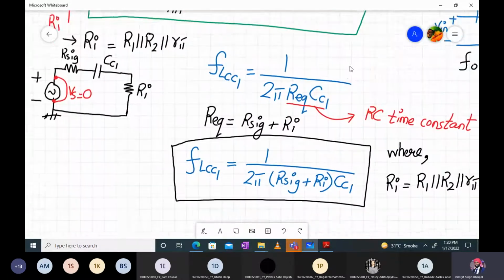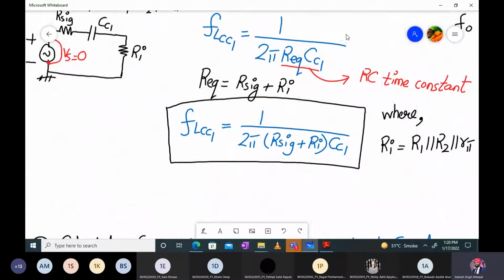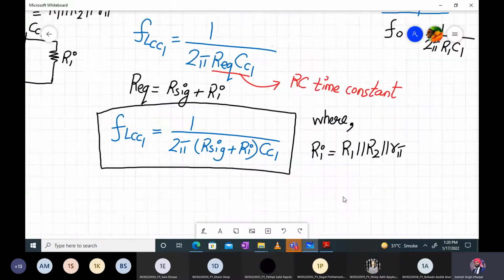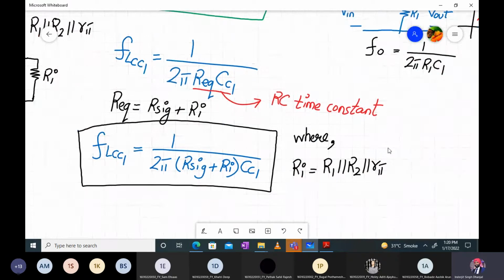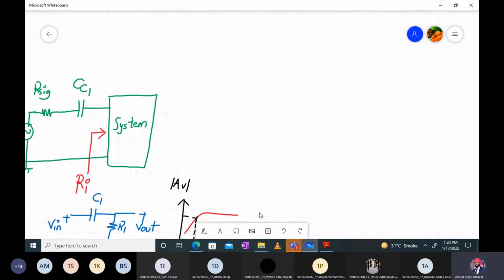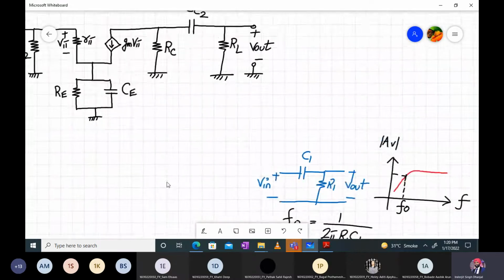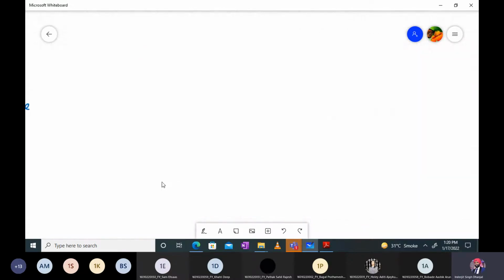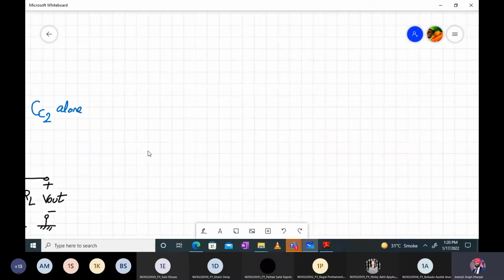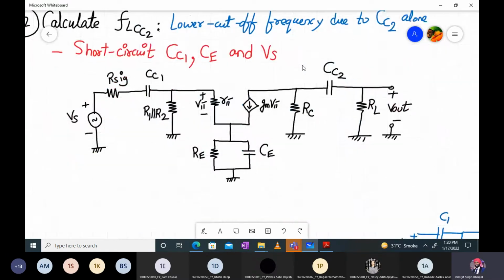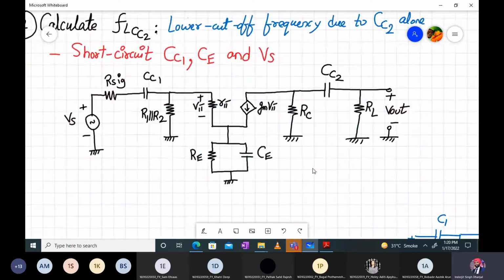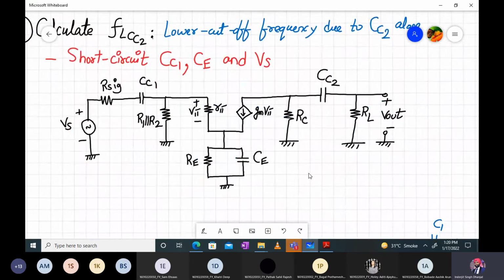Finally, we got the equation of FL of CC1 as 1 upon 2 pi (R sig plus Ri) into CC1, where Ri was equal to R1 parallel to R2 parallel to R pi. So today we will proceed ahead and derive the formula for FL of CC2, that is, the lower cutoff frequency due to the output coupling capacitor CC2 alone.